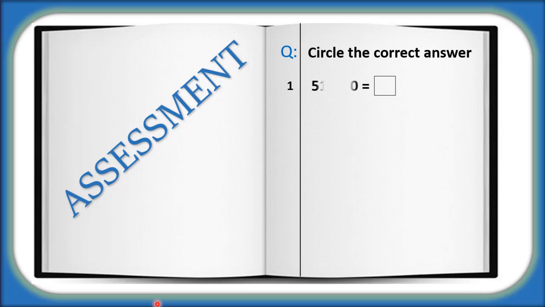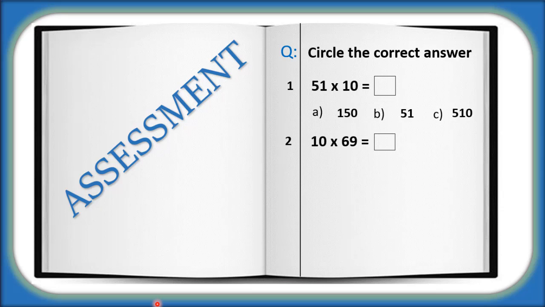This is an assessment for you. In this there is a given question. Circle the correct answer. आपने correct answer को circle करना है. Number 1 question is here. 51 multiply by 10. आप 51 को 10 से multiply करेंगे और जो राइट आंसर होगा आप उसको सर्कल करेंगे. ठीक है. Now number 2 is here 10 multiply by 69. आप 10 को 69 से मल्टीप्लाई करेंगे या आप 69 को 10 से मल्टीप्लाई करें, both have the same answer.